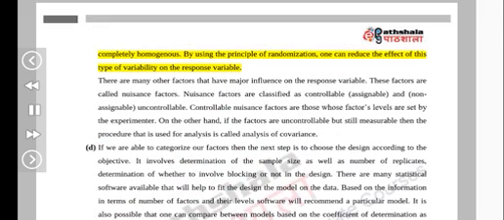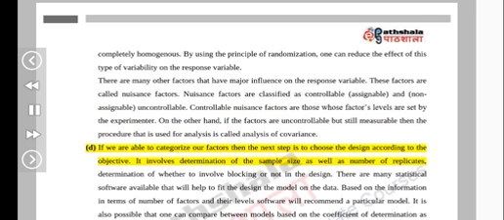completely homogeneous. By using the principle of randomization, one can reduce the effect of this type of variability on the response variable. There are many other factors that have major influence on the response variable. These factors are called nuisance factors. Nuisance factors are classified as controllable, assignable, and non-assignable, uncontrollable. Controllable nuisance factors are those whose factor levels are set by the experimenter. On the other hand, if the factors are uncontrollable but still measurable, then the procedure used for analysis is called analysis of covariance.